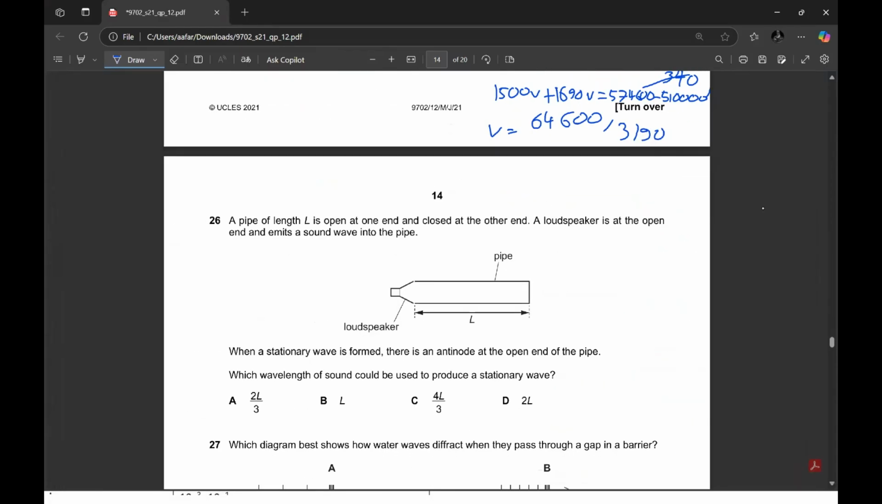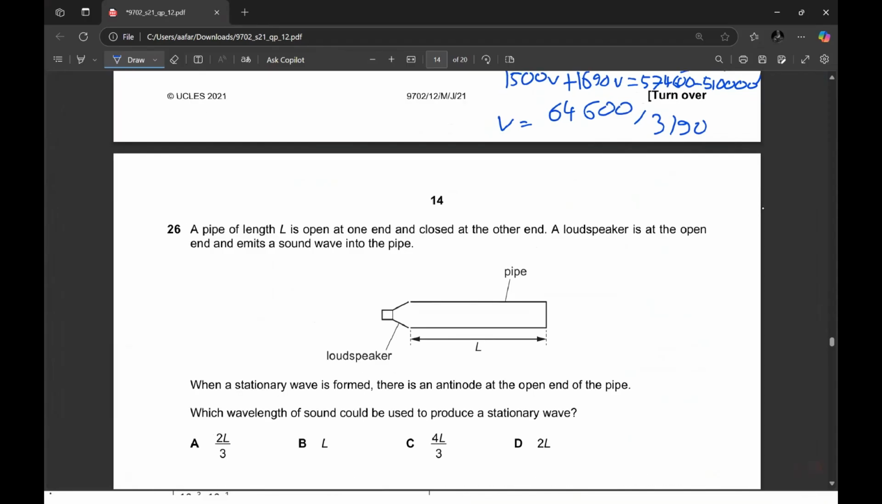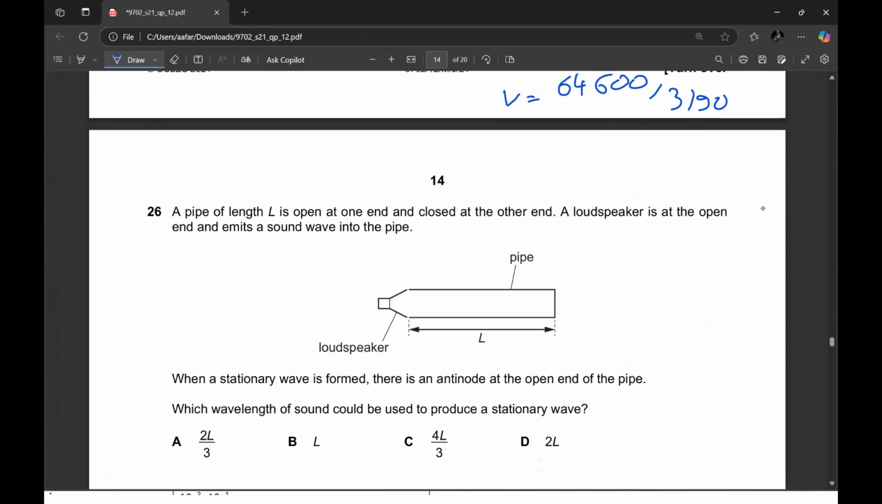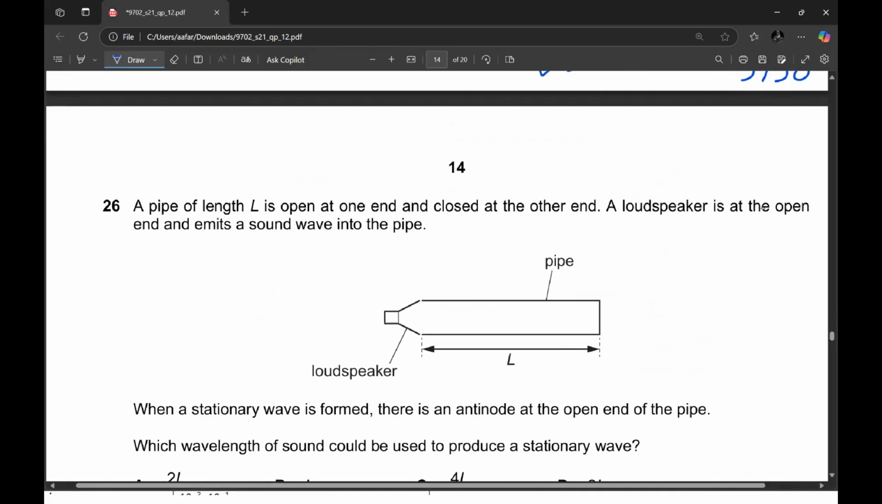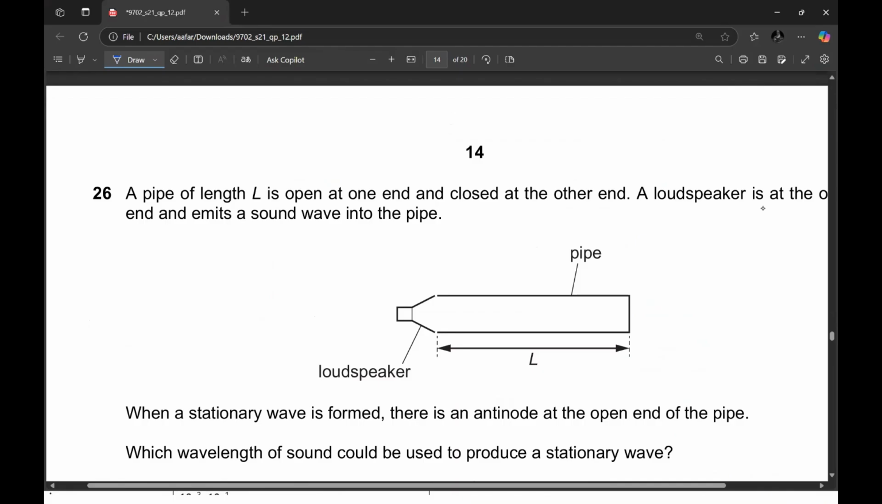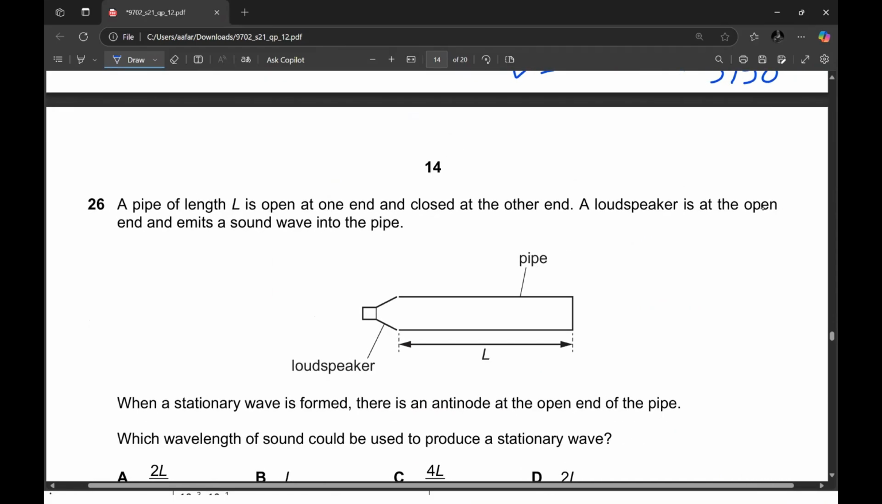A pipe of length L is open at one end and closed at the other end. A loudspeaker is at the open end and emits a sound wave into the pipe. When a stationary wave is formed, is there an antinode at the open end of the pipe? Okay, so this is the speaker. So here's an antinode.